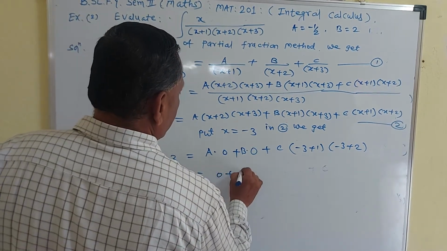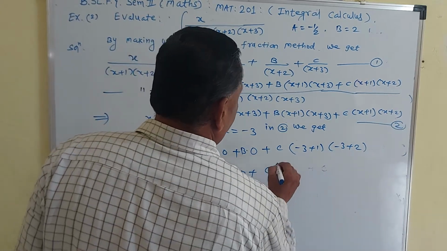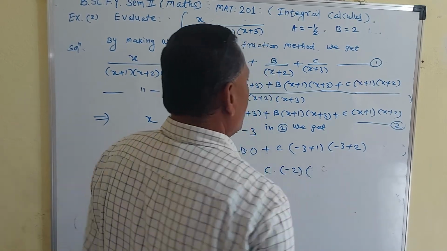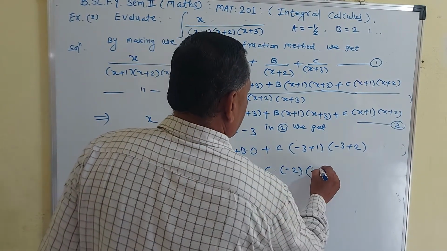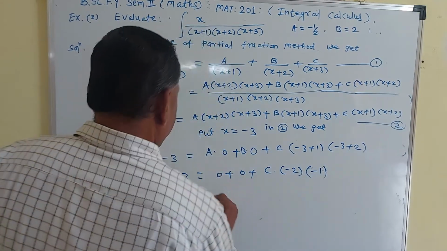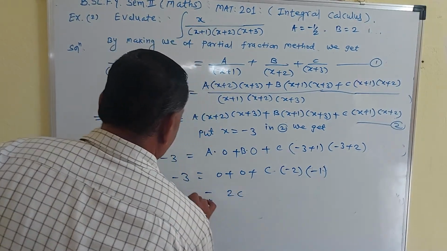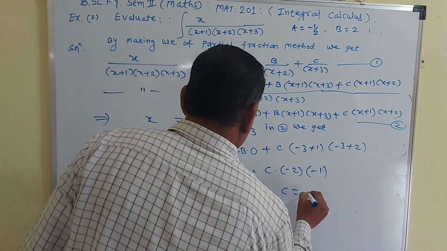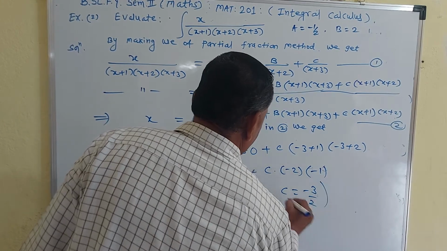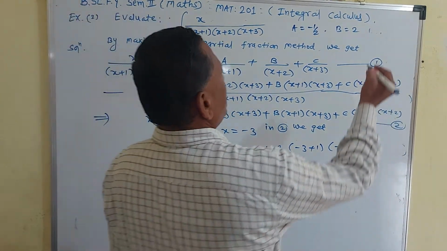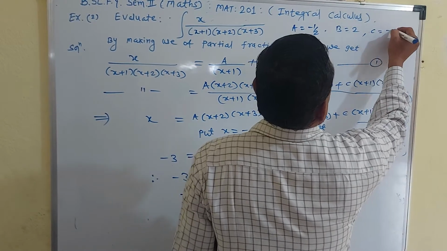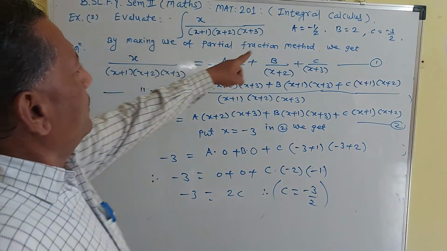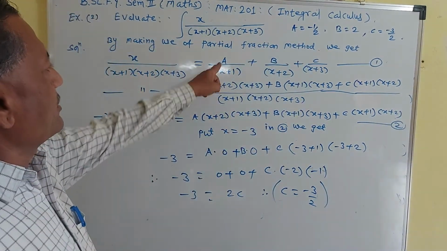plus c into minus 3 plus 1 means minus 2, and into minus 3 plus 2 means minus 1, then minus minus become plus 2c. Minus 3 is equal to 2c, therefore c is equal to minus 3 by 2. So you get the value of c is equal to minus 3 by 2. Then you put the values of a, b, c in equation 1.